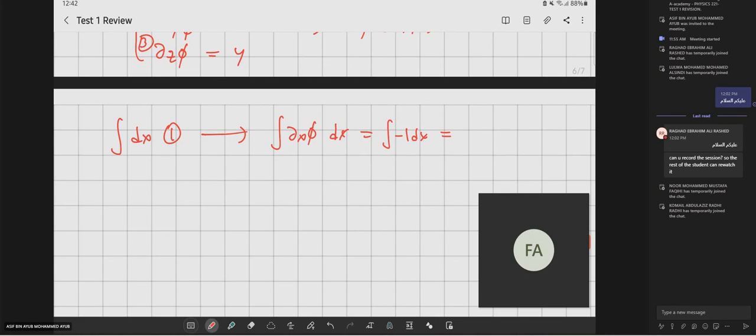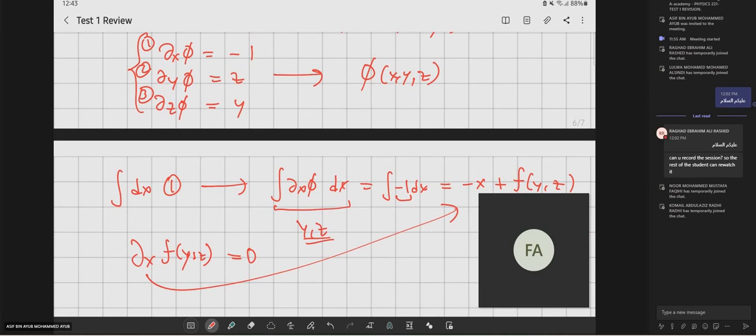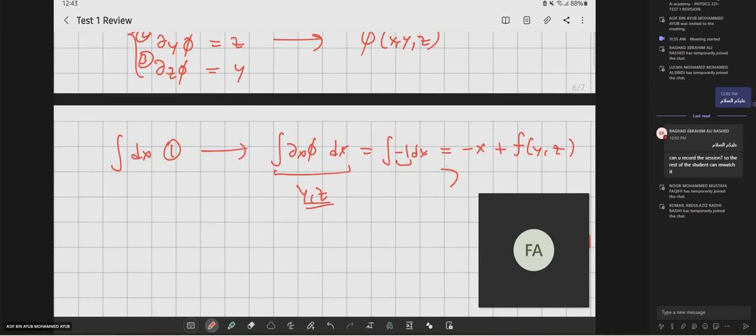Again, you have to take care of the constants. Since this is an integral with respect to dx, y and z are treated as constants. So in this case, the integral of minus 1 is minus x plus a function of y and z, because y and z are treated as constants, since partial x of f of y, z is 0. So if I take partial x of this thing, I'll get minus 1 back. So you can see why this constant needs to be a function of y and z.